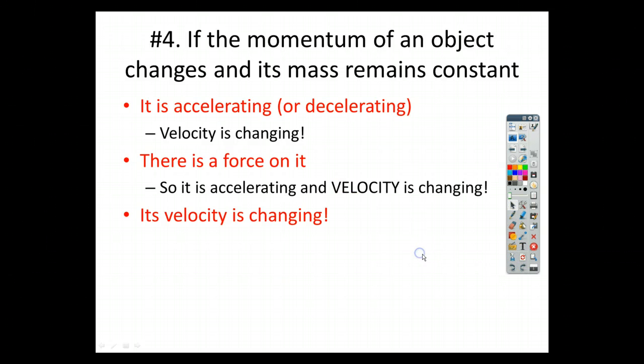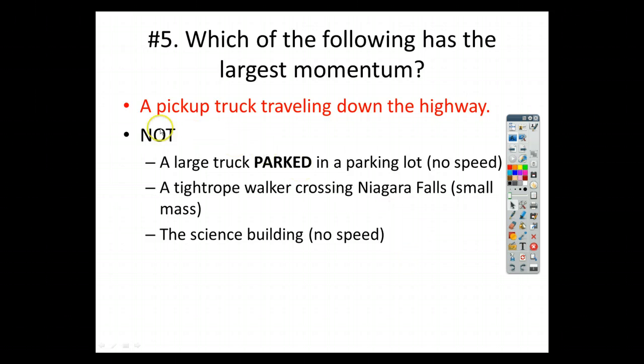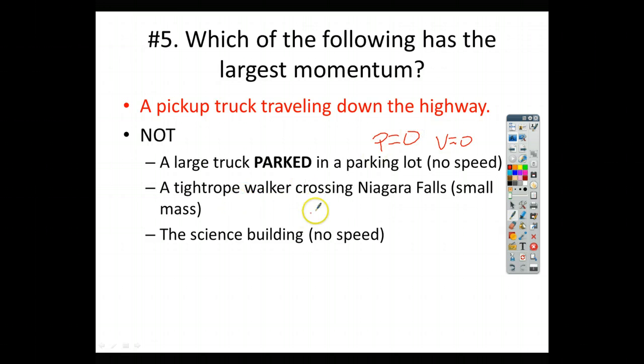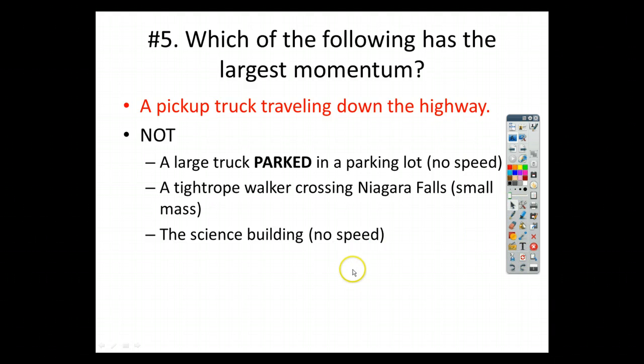For the next question, number 5, it says, which of the following has the largest momentum? A pickup truck traveling down the highway would have the most momentum. If it's a large truck and it's parked, we know that the V is equal to 0, so your P is equal to 0. A tightrope walker crossing Niagara Falls would have a really small mass, and so its momentum would also be very small. The speed of that person would also be small too. And the science building at any particular college, because it's not moving relative to the surface of the earth, we would say it has no speed, therefore it has no momentum.